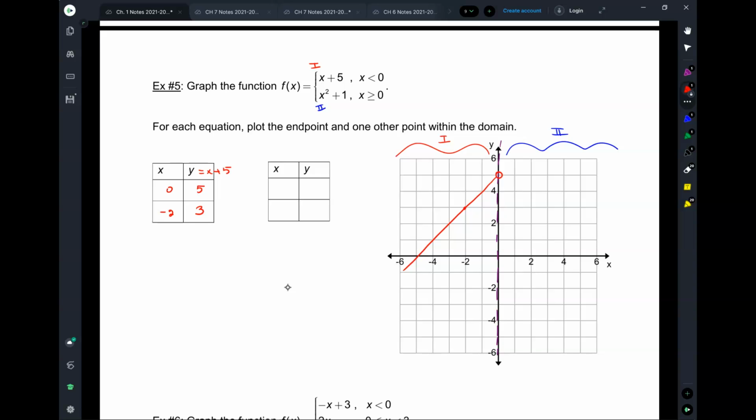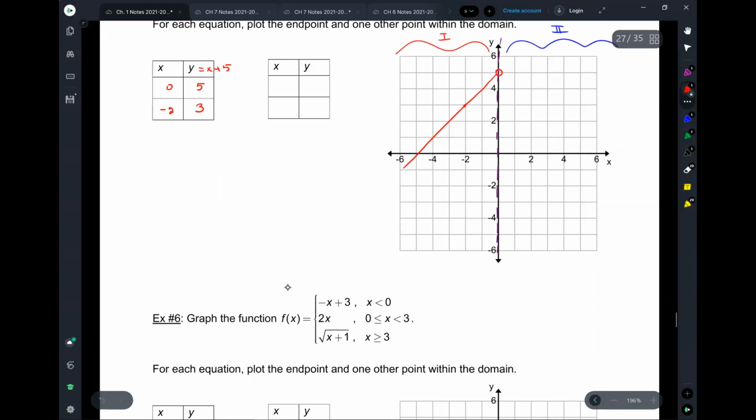How do you know the partition was 0? Because of this. This one is x is less than 0. This one is x is greater than 0. It's being separated at 0. So will those always be the same? Yeah, they should be. There'll always be one point where they separate from.